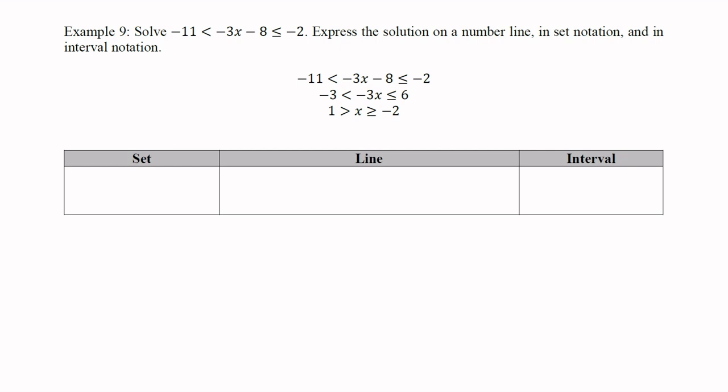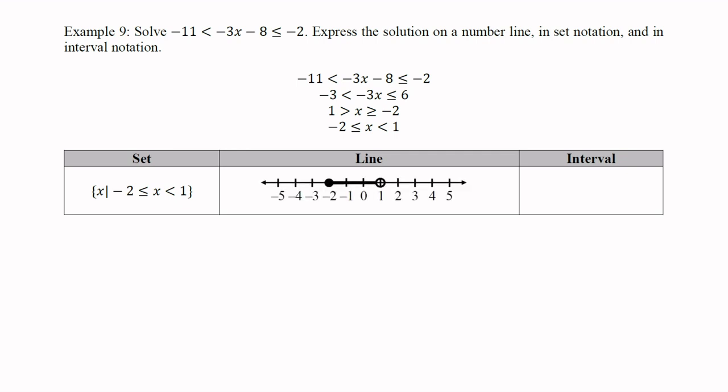So we have 1 is greater than x, which is greater than or equal to negative 2. So if this is done correctly, x should fall between the values on either side. So in set notation, we're going to indicate this as the set of all x such that negative 2 is less than or equal to x, which is less than 1. On our number line is going to be the values from negative 2 to 1, not including 1. And in interval notation, negative 2 to 1 with a bracket indicating we include the negative 2.